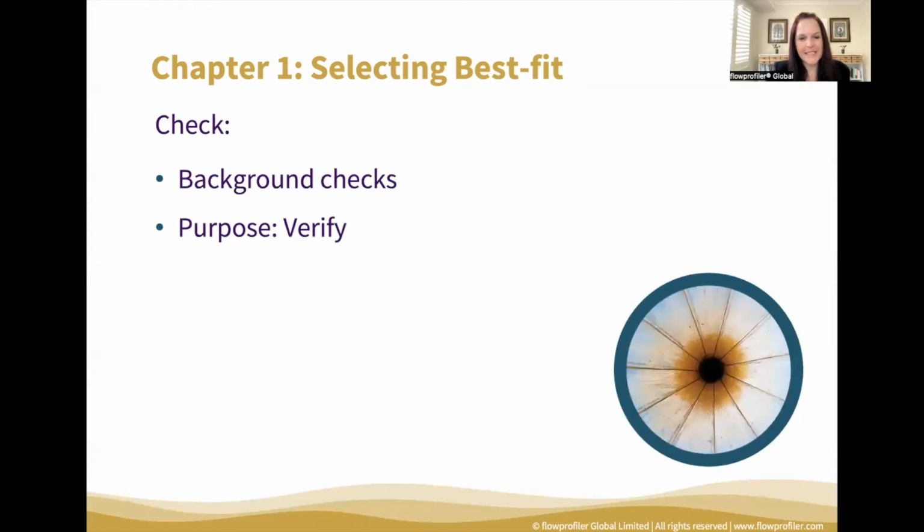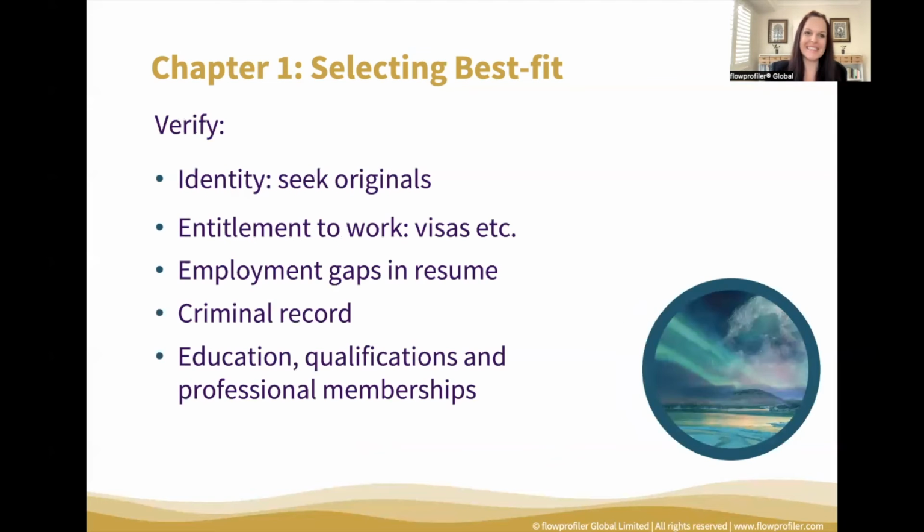It's also the part of the process where you'll likely complete any outstanding checks. So this might include any background checks, but the purpose primarily is to verify what the candidate is telling you is true. So for those of you who don't have a lot of checks in place, some of the things you will want to consider are identity checks. So this is about seeking original documents, passports, driver's license, whatever is required in your jurisdiction. You may also want to check in on their entitlement to work. So that may be passports, country of citizenship, residency statuses, work visas, so on and so forth.